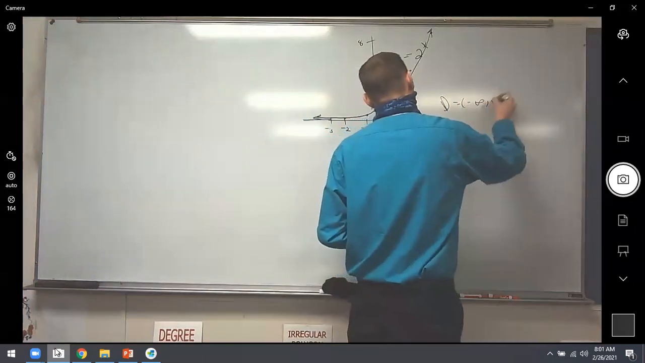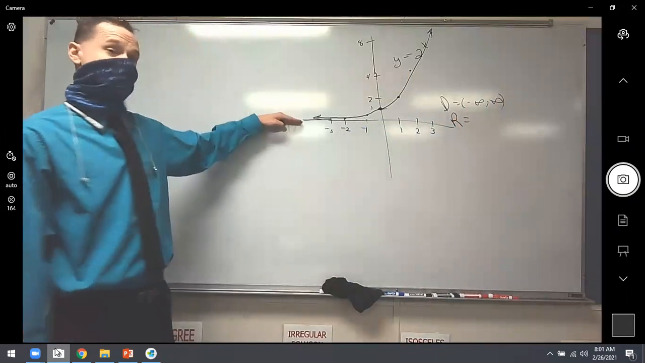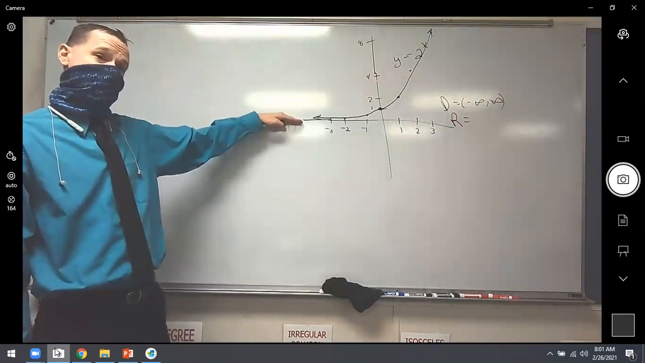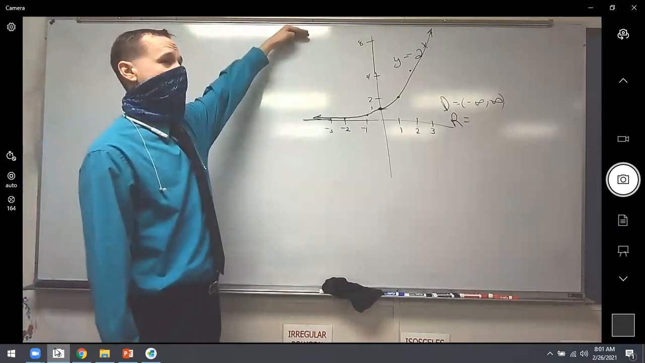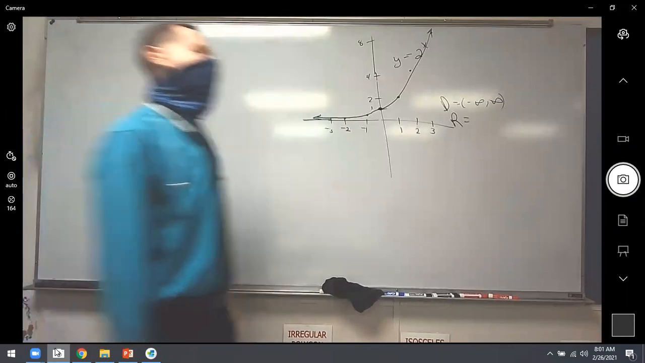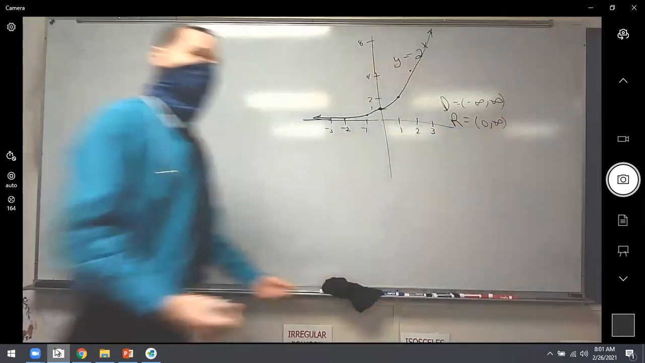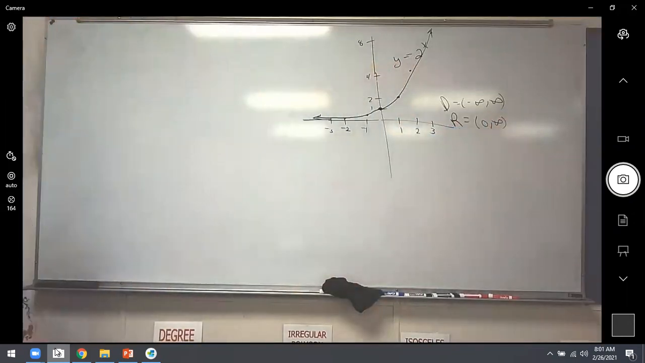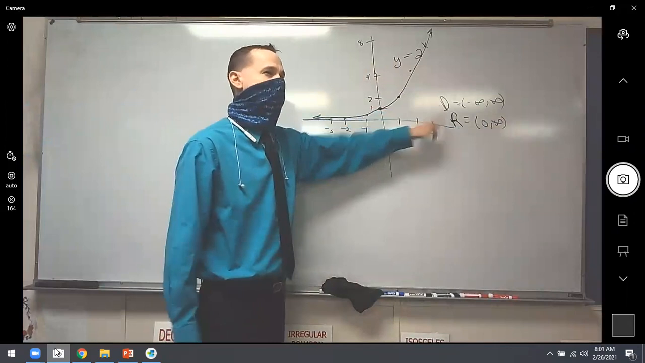This is defined everywhere, but the range, it starts at 0, but it doesn't actually touch 0, does it? It gets really, really close, but it doesn't actually get there. So it goes from 0 up to infinity, but we have to put a parenthesis on the 0 because it doesn't actually get there. So that's why all those things are there from your notes. Your y-intercept is at 1. That's what your domain and your range is.